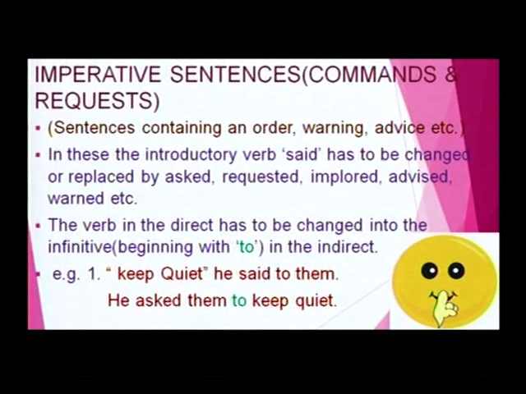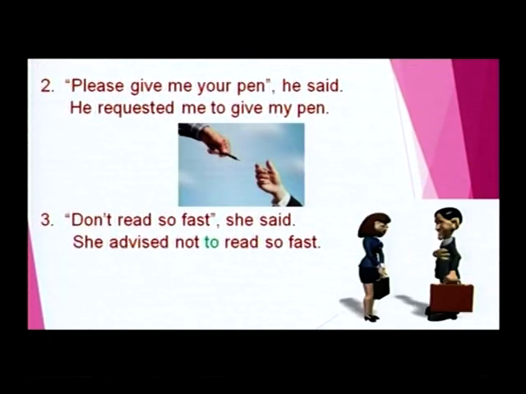In the sense, it changed. See here, he asked them to keep quiet. Here, to keep is a to-infinitive. This is one of the examples for imperative sentences changing into indirect speech. See some more examples. "Please give me a pen," he said. He requested me to give him a pen.